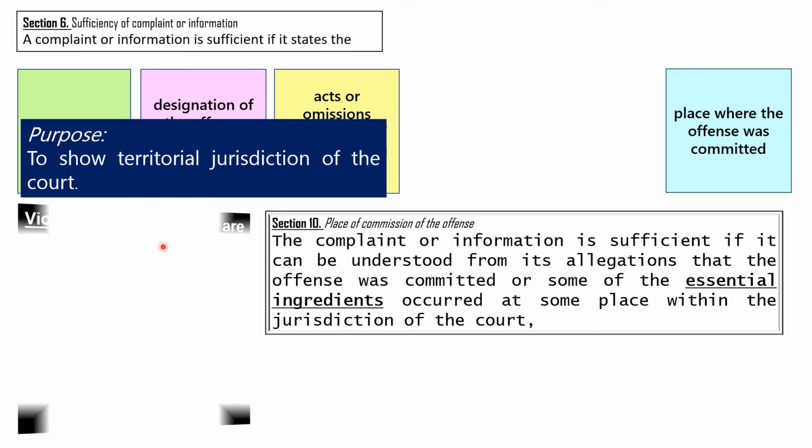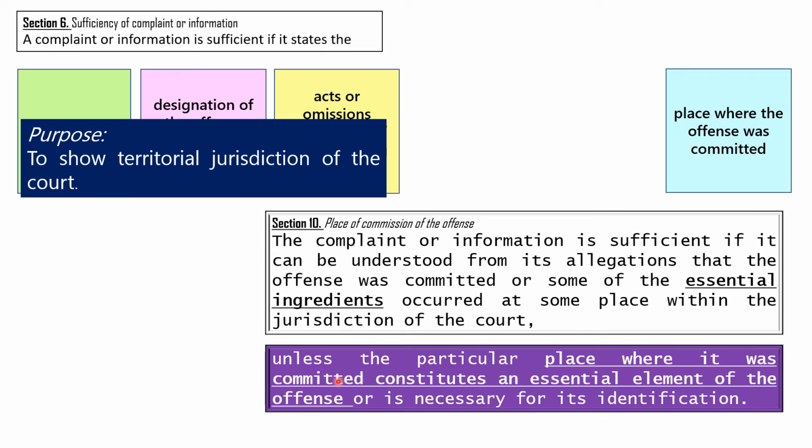Next, there is an exception. Ang sinasabi ng rules, if the place constitutes an essential element of the offense, then hindi lamang pwedeng ilagay ang place. Dapat you have to specify the place, or you have to put the place with particularity. Again, if the place constitutes an essential element of the offense, or the place is necessary for its identification, then you have to state the place with particularity.